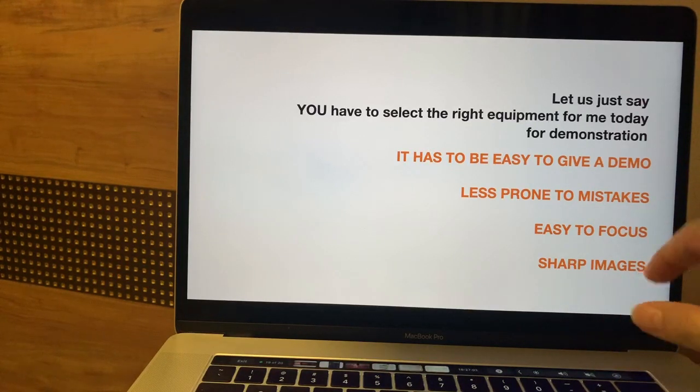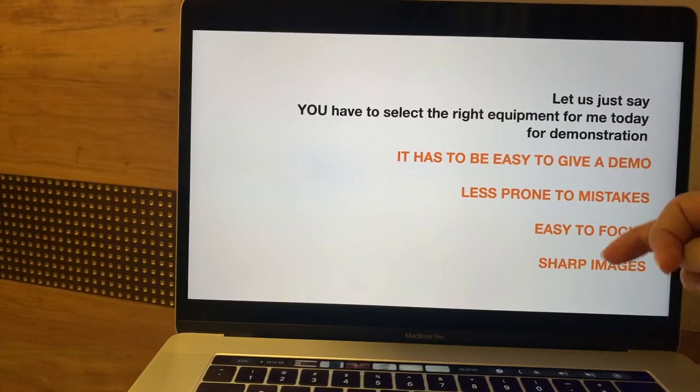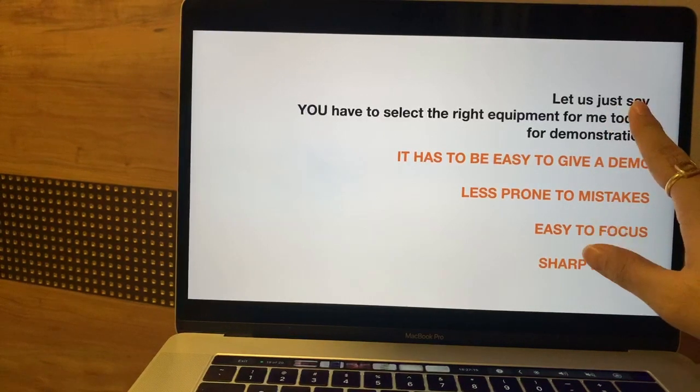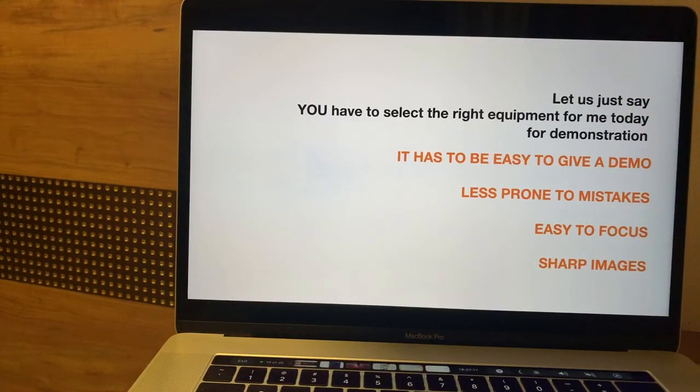And number 4 is I should be easily getting sharper pictures. So these are the 4 criteria that have to be fulfilled. I want these 4 things to be satisfied, and you have to tell me what camera to use and what lens to use. I'm not going to be using flash today because we are going to do general photography.